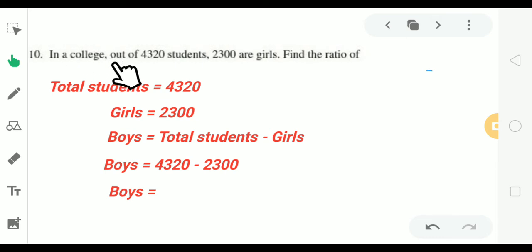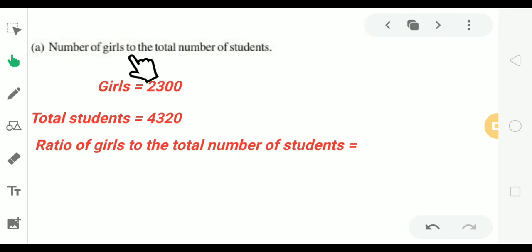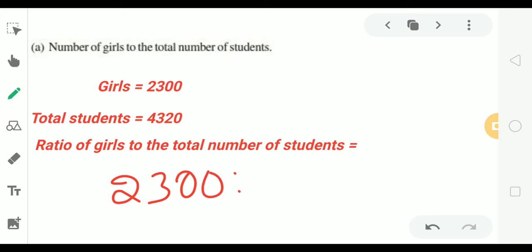In a college, out of 4,320 students, 2,300 are girls. Find the ratio of, the first one, number of girls to the total number of students. So here total there are 4,320, girls there are 2,300. So girls to the total students. So we can write 2,300 is to 4,320.